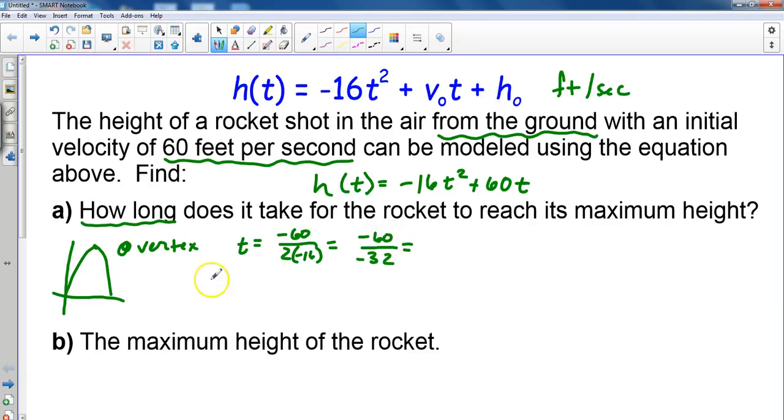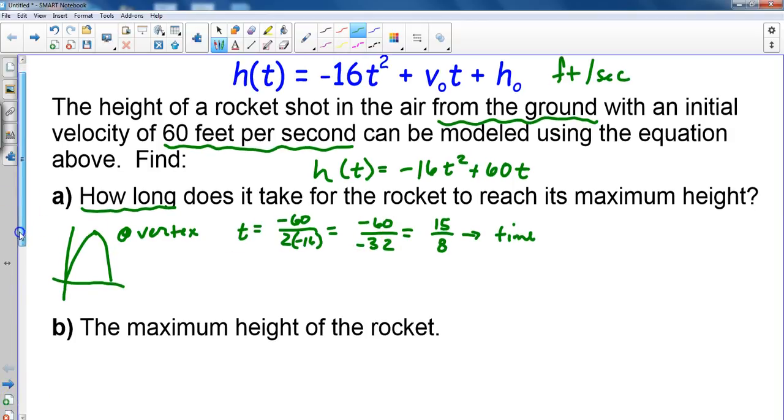Again, simplify as far as you can. The greatest common factor that goes into both of these is, let's see, if we reduce by 4, we get 15, and it's negative divided by negative, so it's going to end up being positive. Reduce this by 4 and we get 8. So 15/8, that is the time in seconds that it's going to take to reach that maximum height.